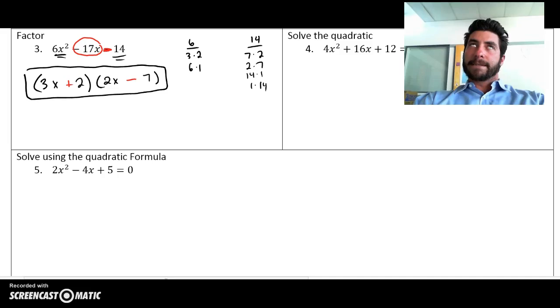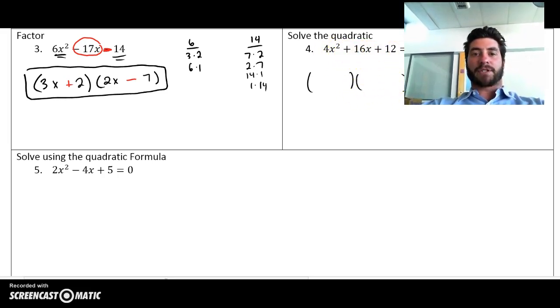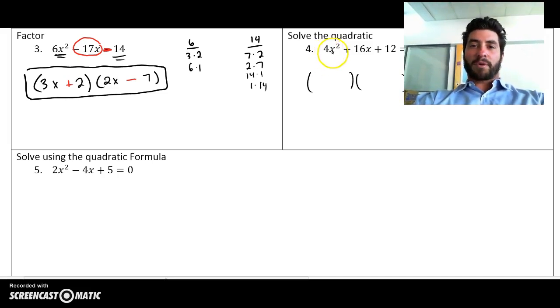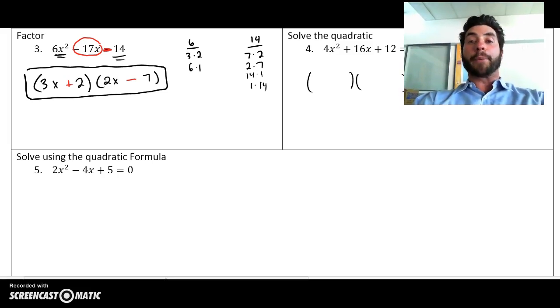Well, we could try to factor it. I could say what times what makes 4x squared plus 16x plus 12. Man, I really wish instead of that 4, it would be just like an x squared. That'd be so cool. Like, totally cool.